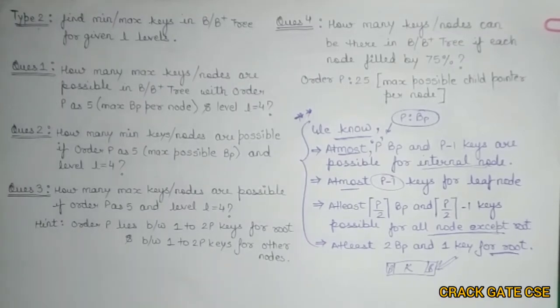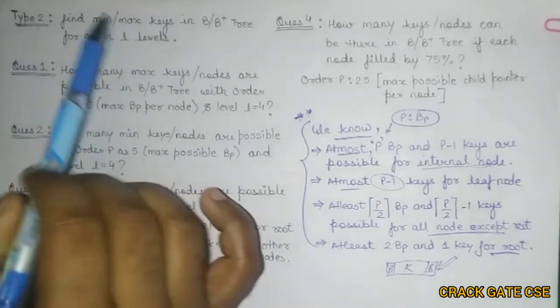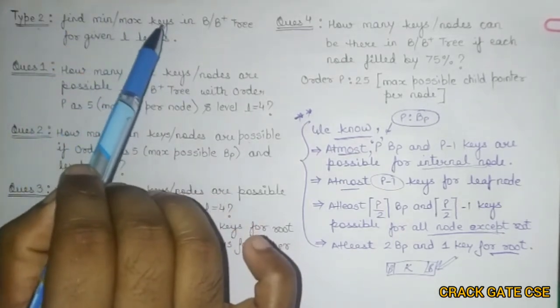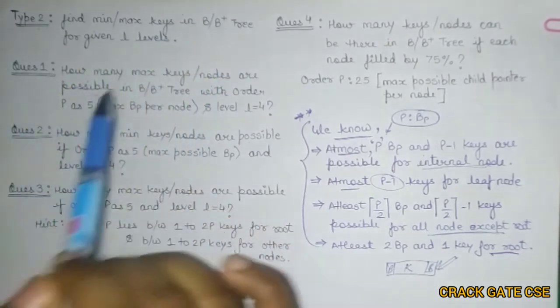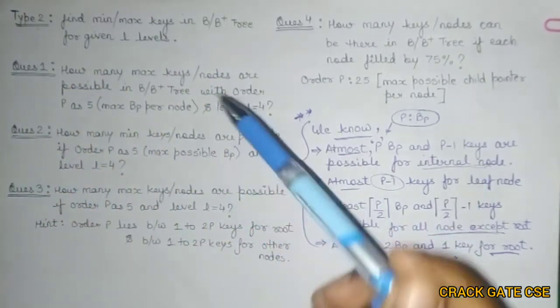Hello friends, welcome to Crackgate CSE, and in this database series today we'll be seeing the type 2 questions on B and B plus tree, in which we'll see how you can find out the minimum or maximum number of keys and nodes in a B or B plus tree if the levels and the orders are given.